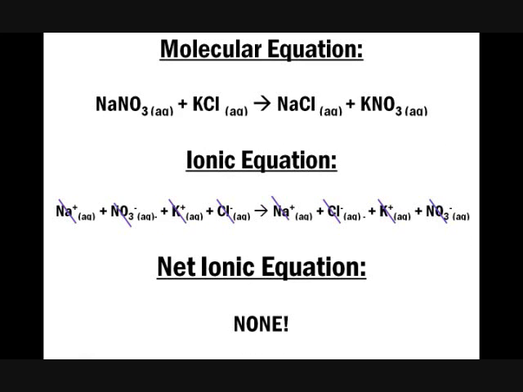Sodium nitrate and potassium chloride react to form sodium chloride and potassium nitrate. In this reaction, no precipitate is formed. Both the products, sodium chloride and potassium nitrate, formed are soluble. Thus, the solutes will mix completely in the solvent.